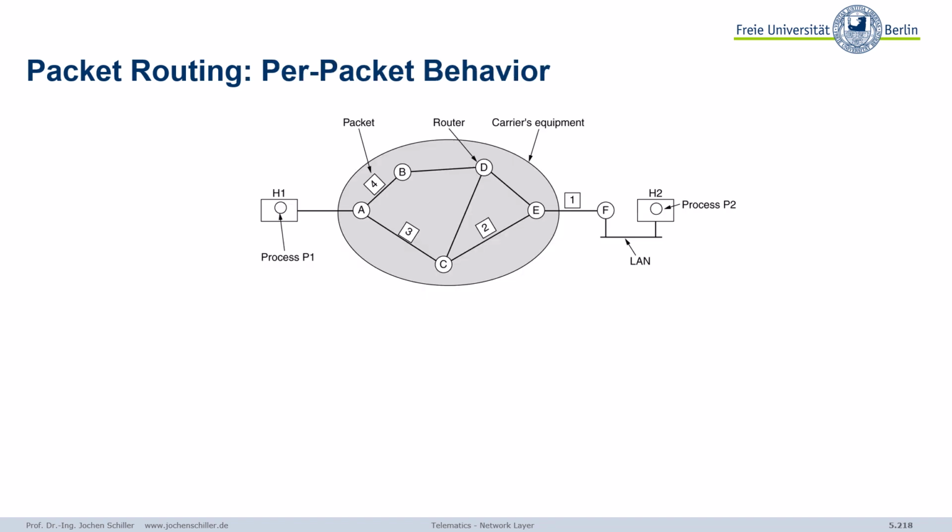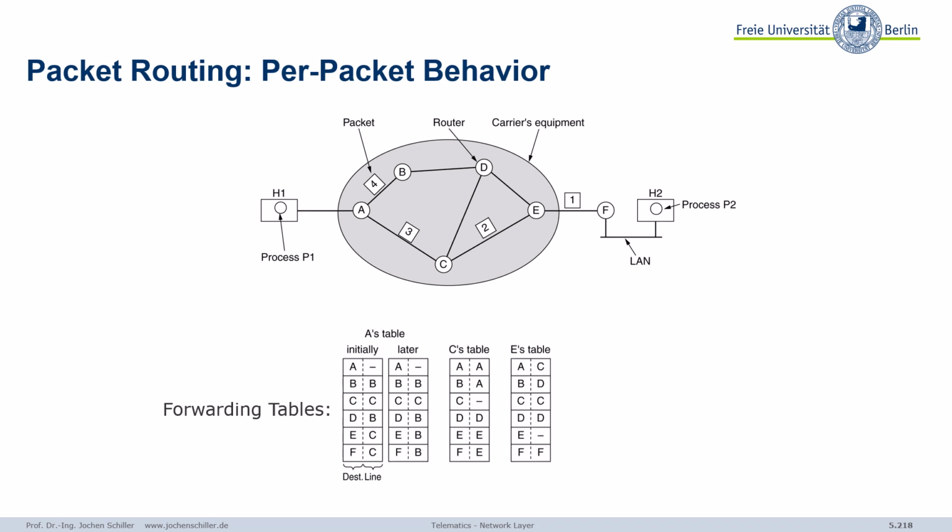Okay, and if we do this packet routing, then we decide in each router for each packet what to do. So if we have a packet that's forwarded from one process P1 to another process P2, all the routers A, B, C, D, E, and F decide how and where to forward this packet. So you see here an example.